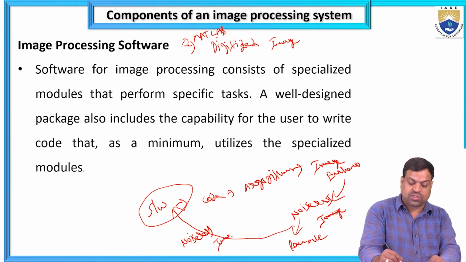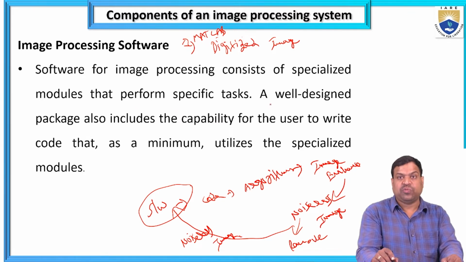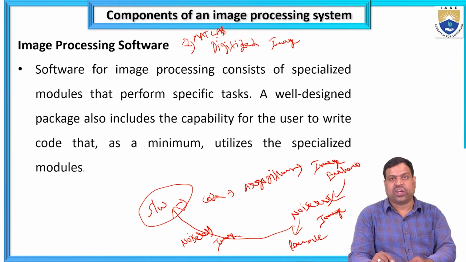Software consists of specialized modules that perform specific tasks. A well-designed package also includes the capability for the user to write code that has a minimum utilization of the specialized modules. So what is image processing software? It is helpful for converting a noisy image into a noiseless one, or a color image to black and white, or black and white into color, or increasing the brightness or the contrast, whatever it may be. As per our requirement, we change the original image. That is the help of image processing software.